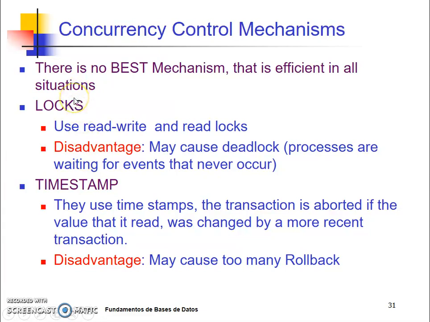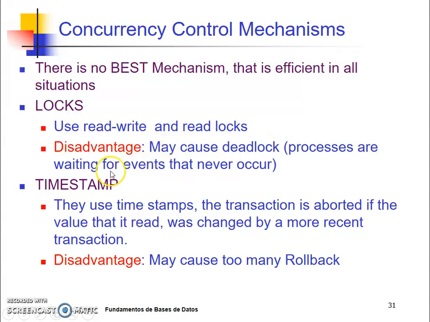The use of locks. I need a lock every time that I read a value, and that will be a read lock. And when I modify a value, I need to acquire a read-write lock. The problem when I use locks is that I can have a deadlock. A deadlock is when processes are waiting for events that never occur. That means that the lock will never be released.